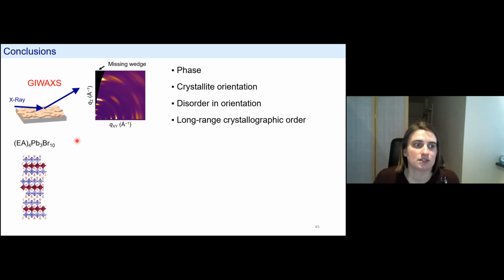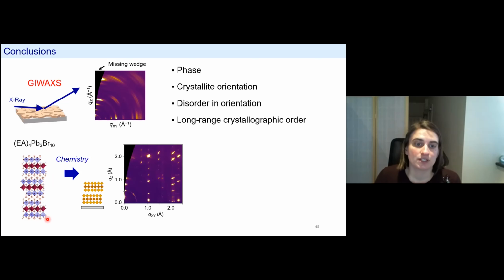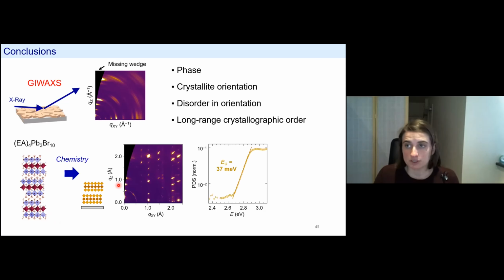I then discussed the test case of ethylammonium lead bromide, which is a really useful phase to probe when you're trying to understand how 2D perovskites behave as films, because this phase can be cast without any particular precaution as a phase-pure film. I then showed how we can change the chemistry to obtain really uniform sheet stacking, which fortunately yields lower electronic disorder, which is good for photovoltaics.